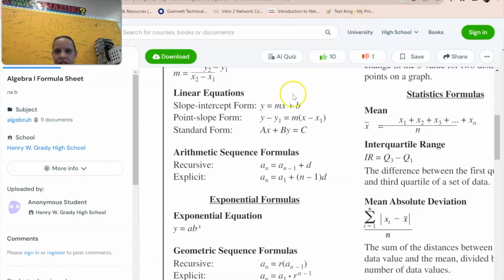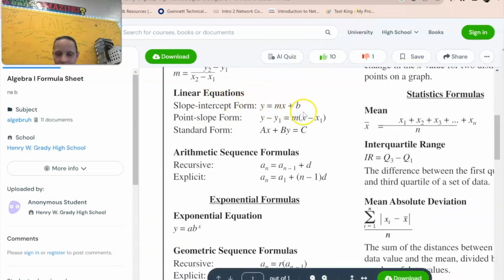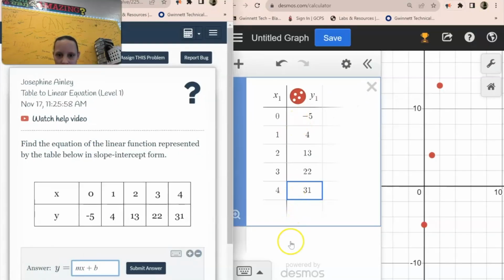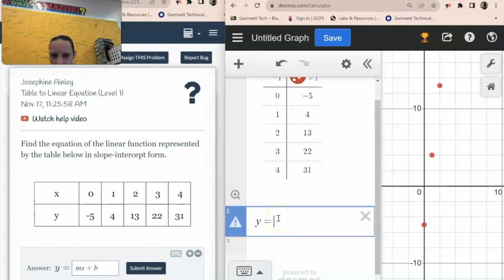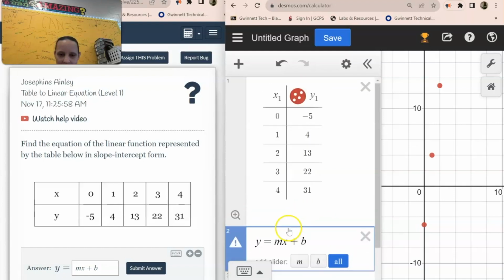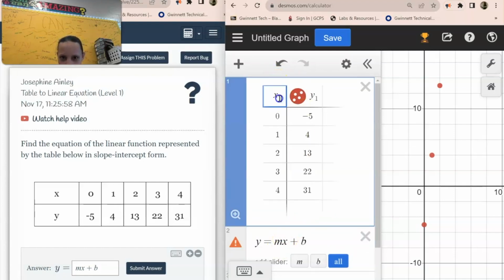A linear function needs to be y equals mx plus b. So as long as you know that and you put that in the calculator, then you're good. So it needs to be y equals mx plus b with numbers, right? So that's what we're going to write: y equals mx plus b. Cool. Now that you have that, let's look at what the calculator is saying.